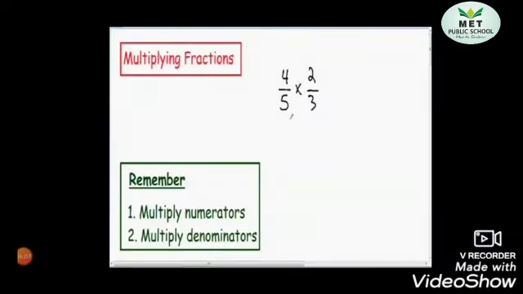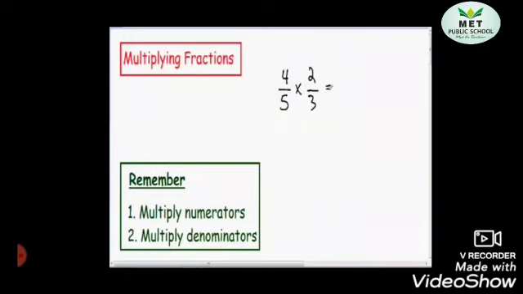Now we'll see about multiplying fractions. Here you have to remember 2 points. One is to multiply the numerators, and second is to multiply the denominators. Here the numerators are 4 and 2, and the denominators, which are at the bottom, are 5 and 3. So multiplication is very simple. You only have to remember 2 things here: multiplying the numerators and denominators separately.